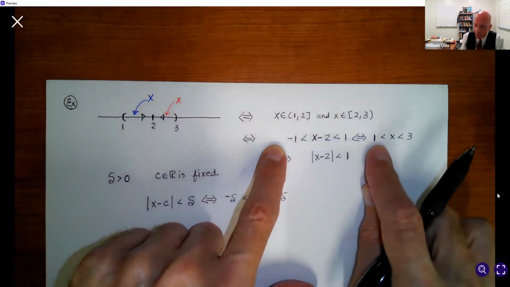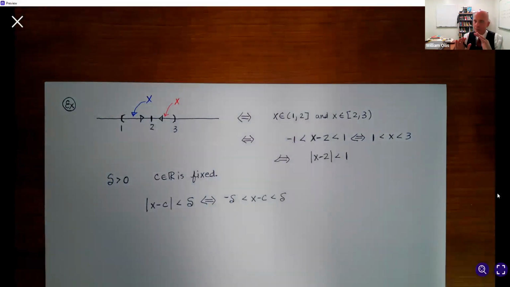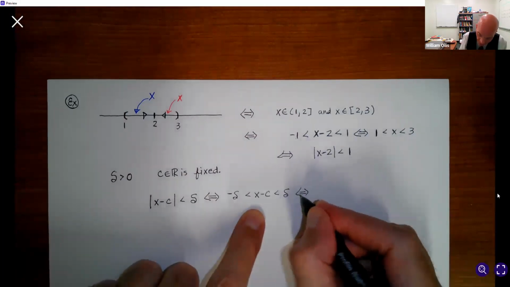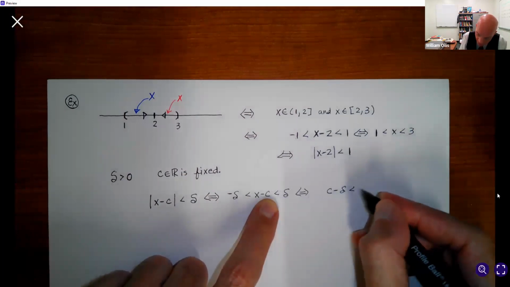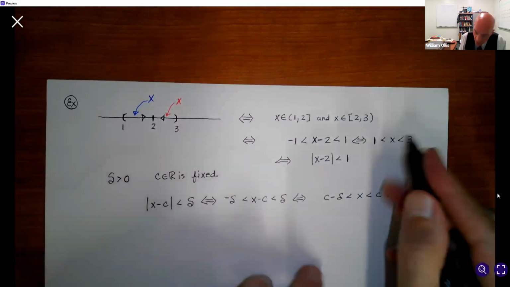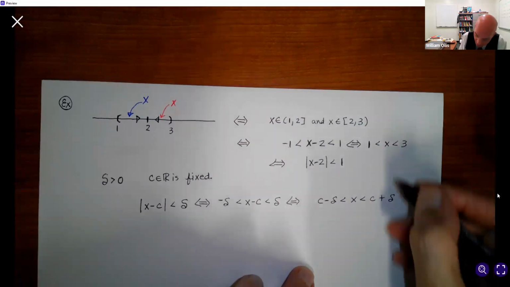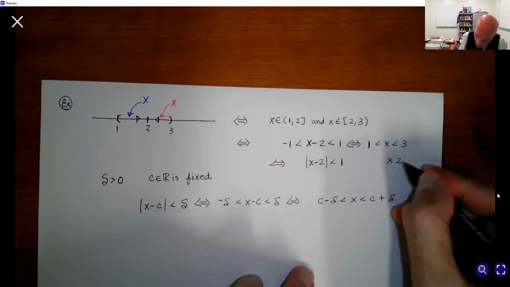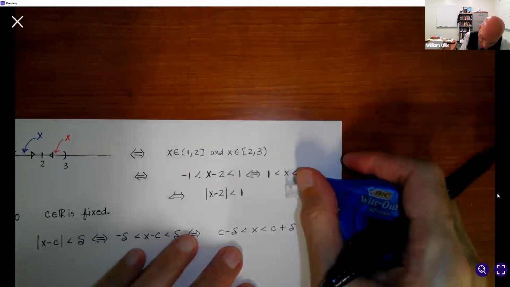And so we could say the midpoint of the numbers 1 and 3 would be their sum divided by 2, which is 2. So now when you do this, we have the same thing: c minus delta less than x less than c plus delta. So when you look over here, let me just write this down looking the same way. Here we have x, and we have 2 plus 1, less than. Here, let me not bunch that up so much.